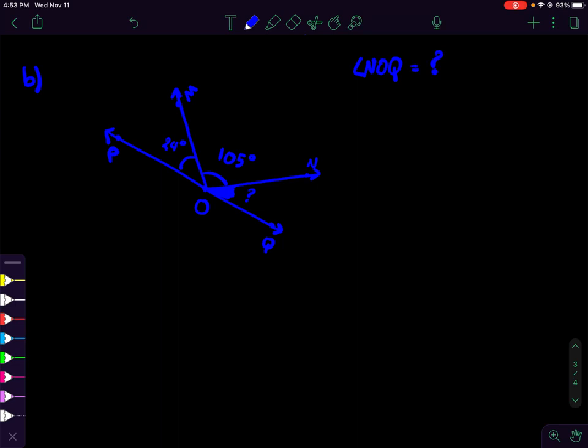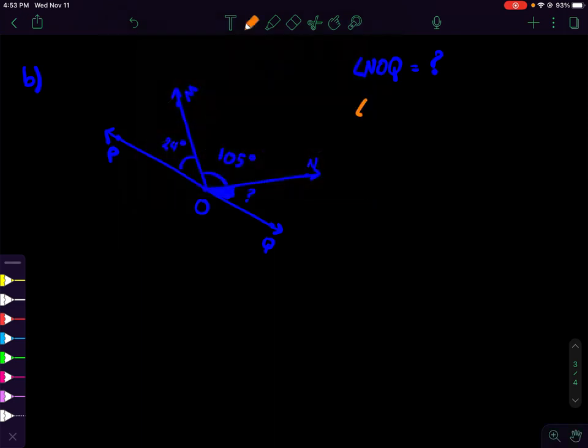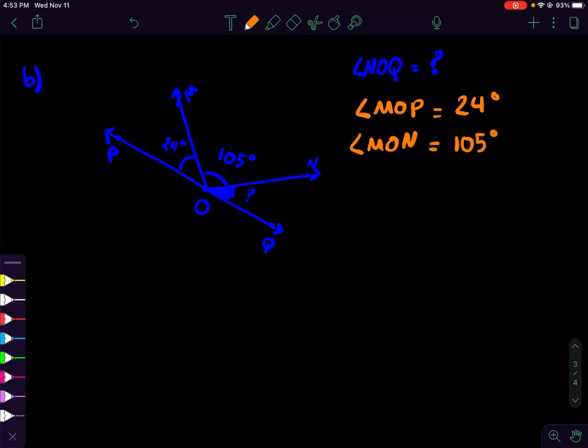Again, we're writing down things we know about this question. What we know is the angle MOP is 24 degrees. We know the angle MON is 105 degrees. What else do we know? Is there any other thing that we know? Another important piece of information is that the line PQ, which is from here to here, is 180 degrees. So that's another piece of information that we have to write down.